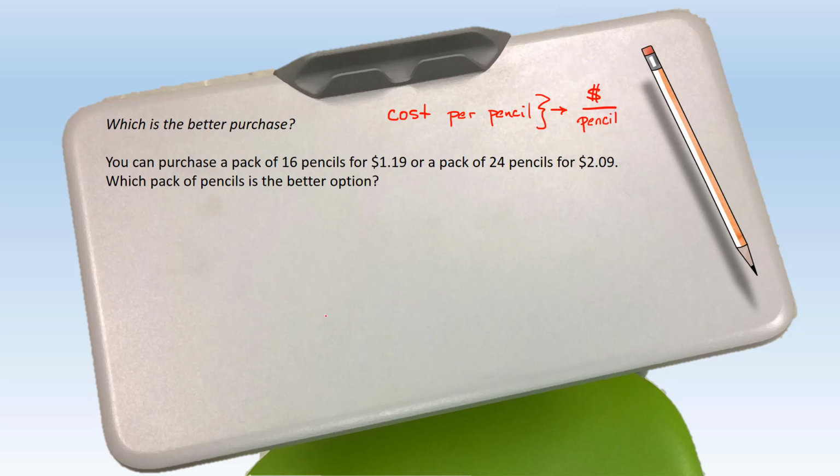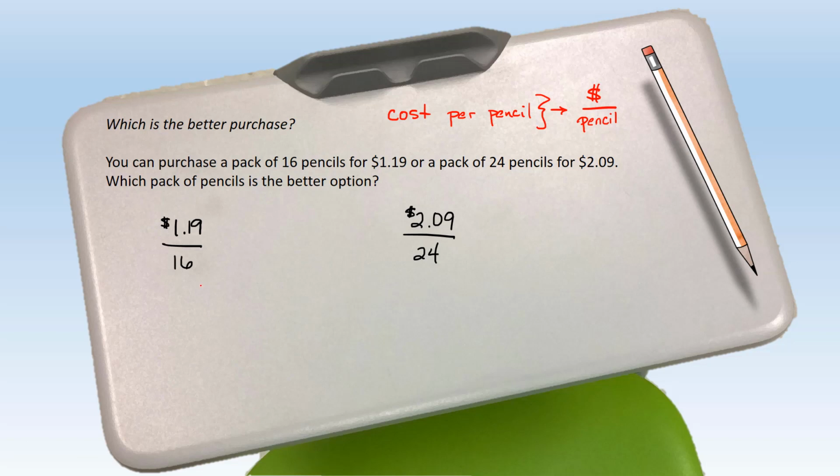Alright, so here we go. Now we're going to figure out what it costs for 1 pencil in each pack, and then we'll compare what we get. I like to set it up in words first, which is what we have up here. So we're going to have $1.19 for this first pack, $1.19 for 16 pencils. And in our other pack over here, it is $2.09 for 24 pencils. And we need to know which one's the better option.